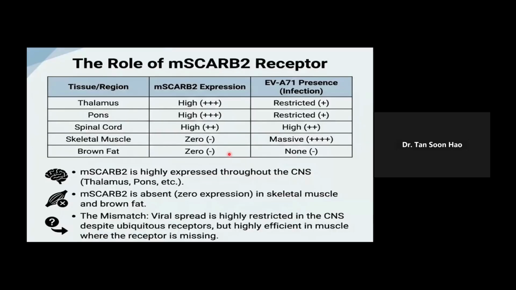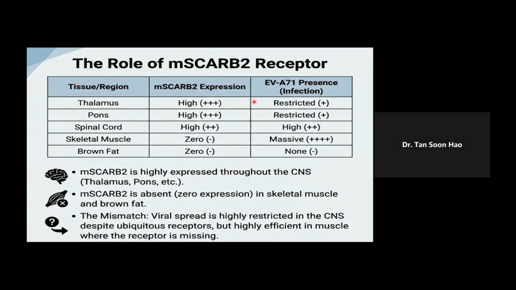So now we are curious whether these patterns or inflammations are actually related to the viral entry receptor, which is the SCARB2 receptor. So we plotted and analyzed the expression of mouse SCARB2 all over the brain and the other organs. In the thalamus and the pons, there is high expression of mSCARB2, and we could not detect any SCARB2 expression in the skeletal muscles and brown fats.